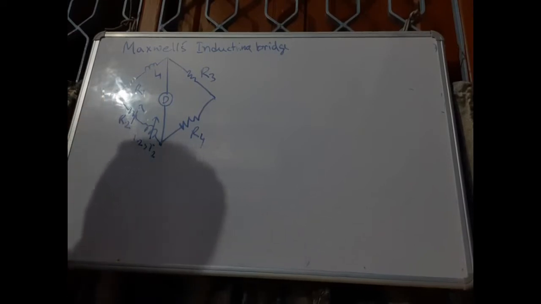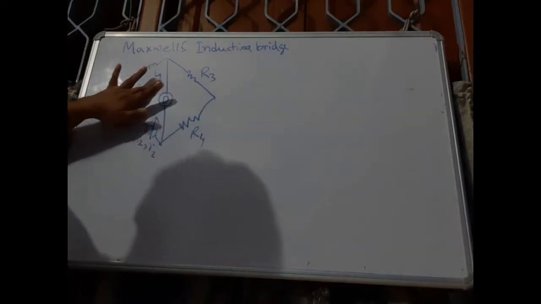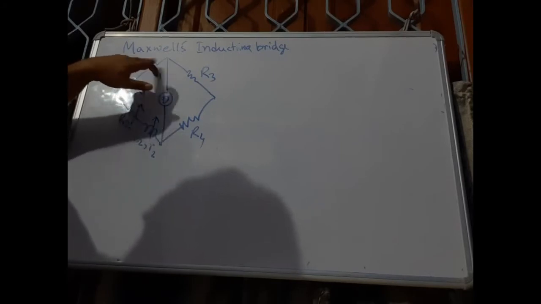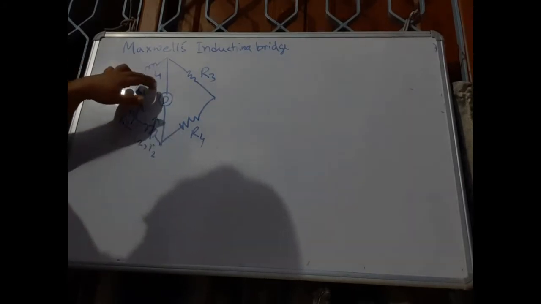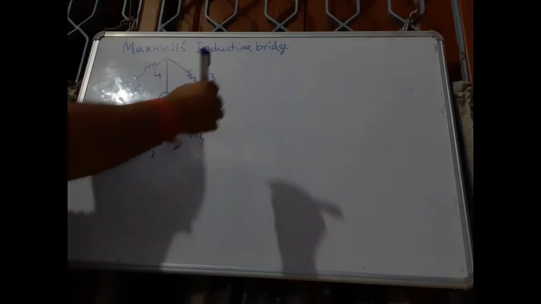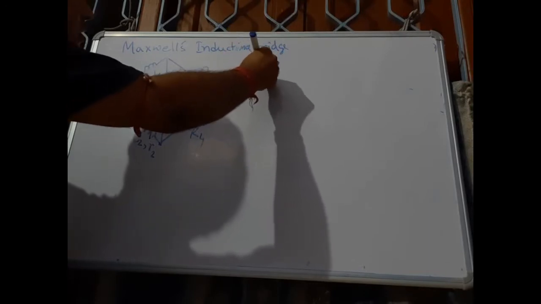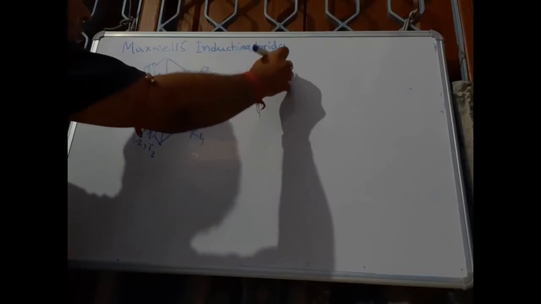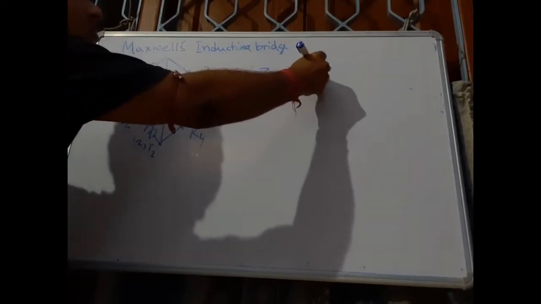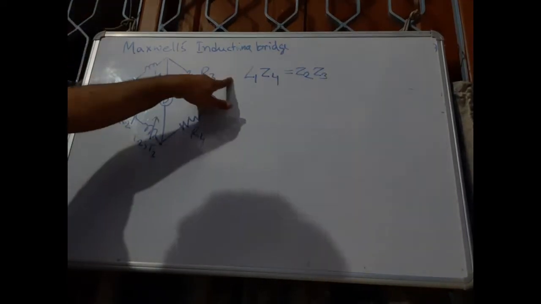Now this R1 and L1 are unknown. Mainly we need to know the value of L1. Now, the equation for the balance condition is Z1 Z4 equals Z2 into Z3. Z1 into Z4 equals Z2 into Z3.